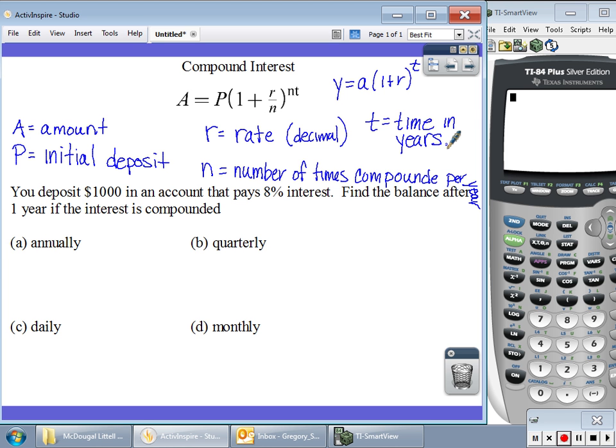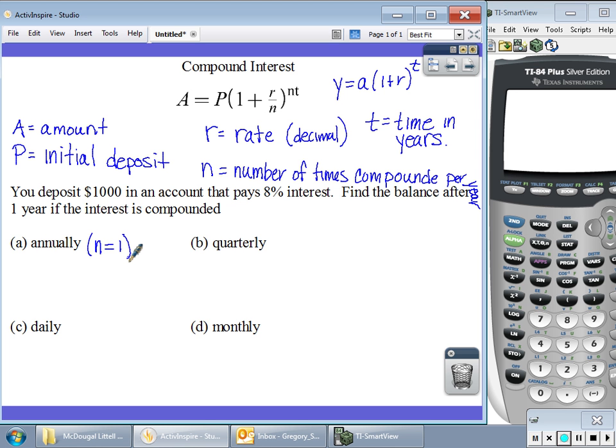All right, so down here we deposit $1,000 into an account that pays 8% interest. Find the balance after 1 year if the interest is compounded, and I give you 4 examples here. The first one is annually, next one is quarterly, C is daily, and D is monthly. Now let's figure out what N is going to be in each of these cases. Remember, N is the number of times you're compounding per year. So if it's annually, that's N equals 1, because that's once a year.